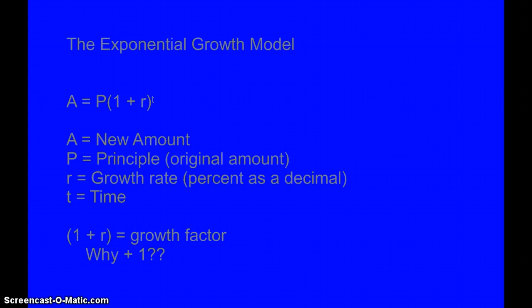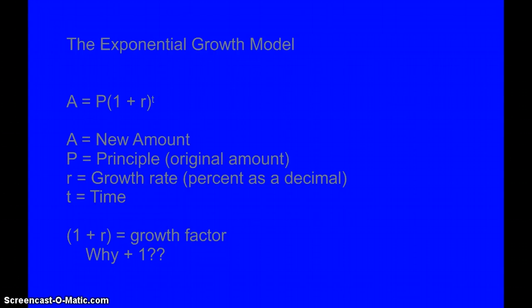A represents the new amount. So that's what you're finding. You want to know how much money is in my bank account after so many days. That's what you're going to find, the A amount. P is the principal or the original amount. That's the amount you started with. What did I invest originally? What value are we working on a change for?